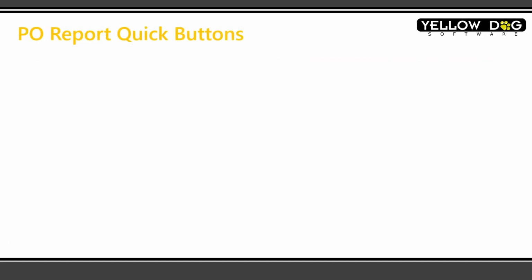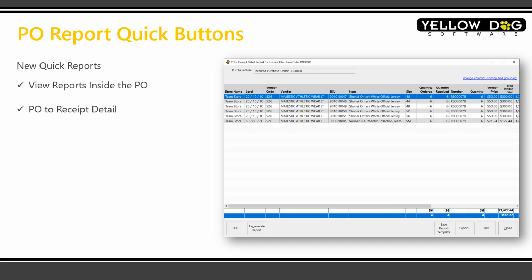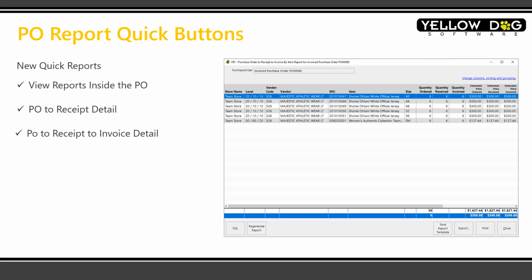Next up, we're going to look at the PO Report Quick Buttons. So there's two new reports right from the PO screen. So within the PO itself, you can take a look at a PO to receipt detail report. Then you can also look at the PO to receipt to invoice detail. So you can look at any transaction activity that's occurred from the PO and its related receipts and invoices.